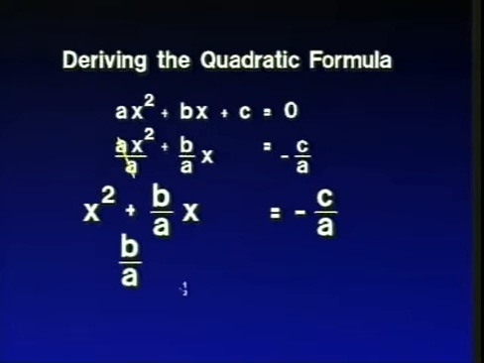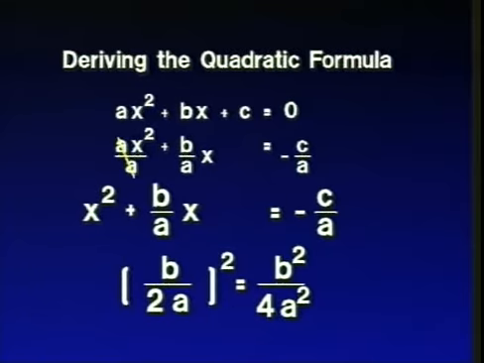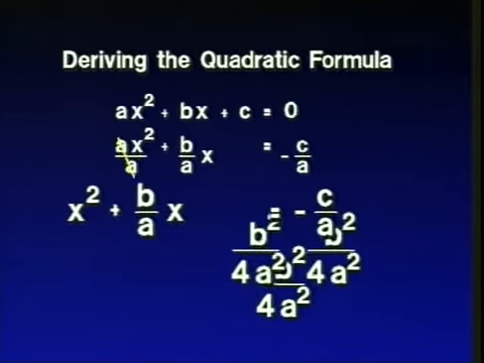Now remember what our prescription was. It was to take the coefficient of that middle term, the coefficient of x, and take half of it, and then square the result. So here we have b over a times 1/2, quantity squared. Now b over a times 1/2 is b over 2a. And b over 2a all squared is b squared over 4a squared. Now that's the amount we'll add to both sides of our equation.